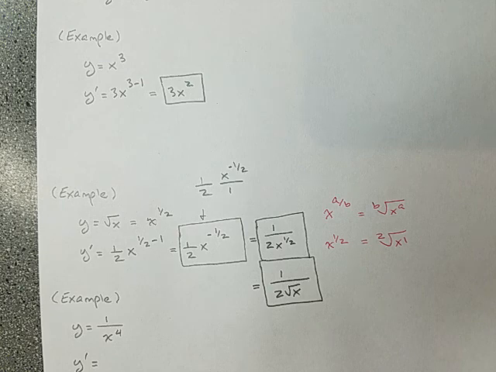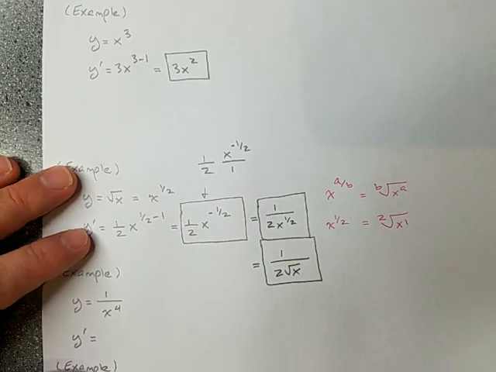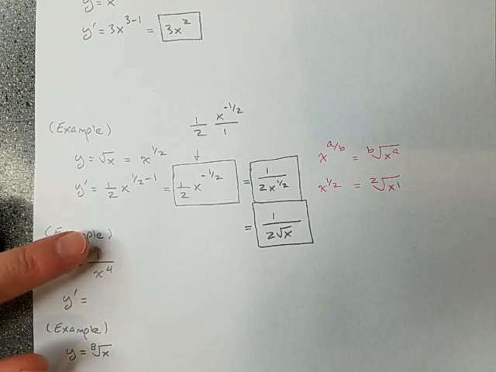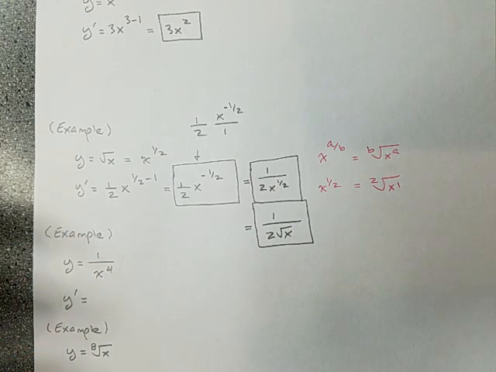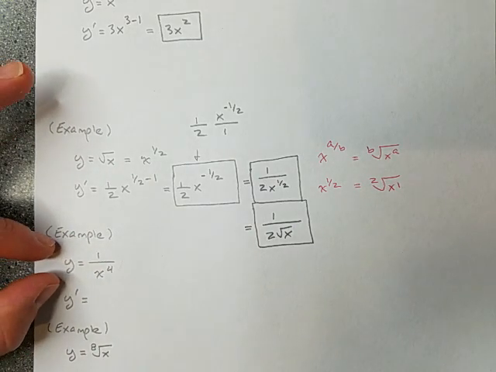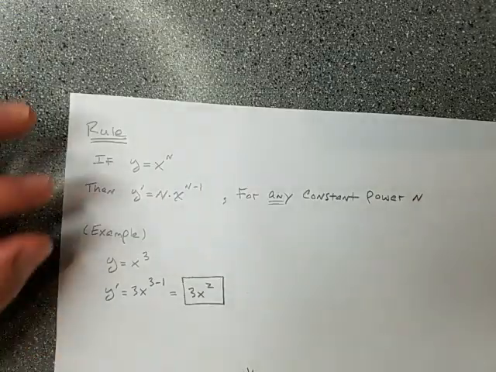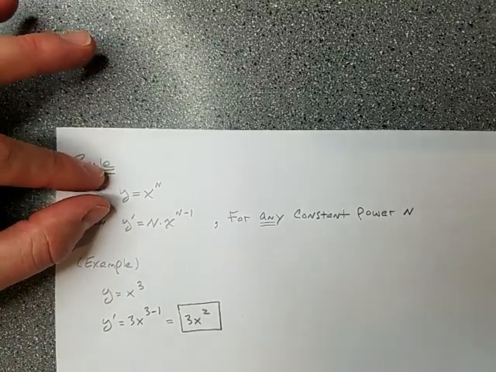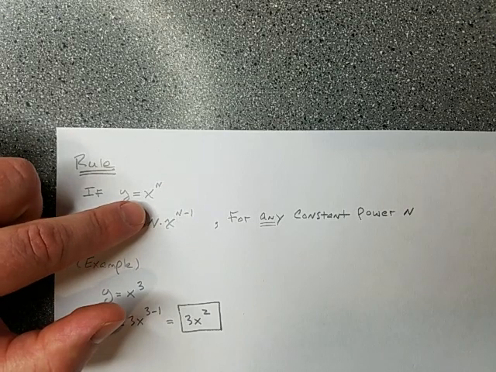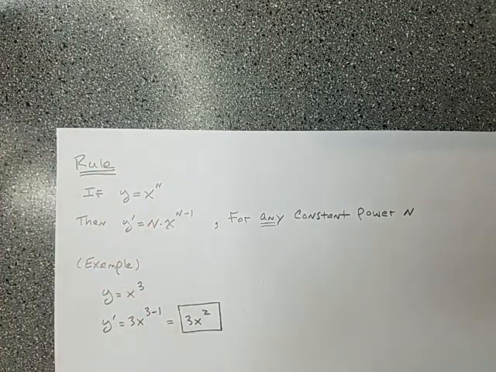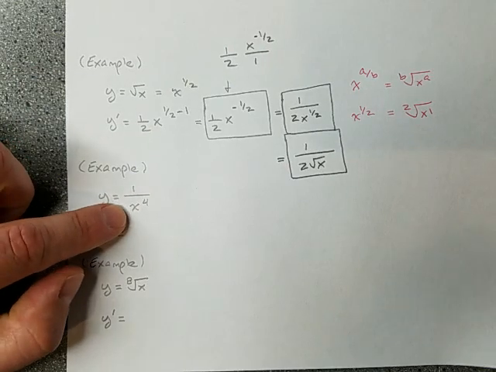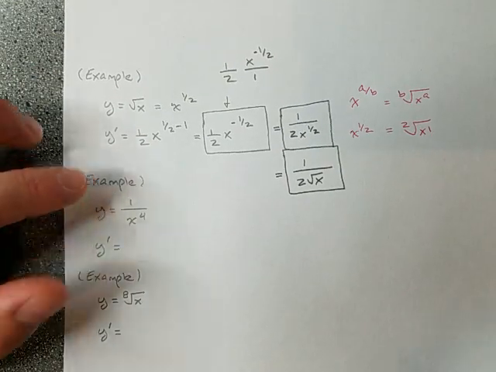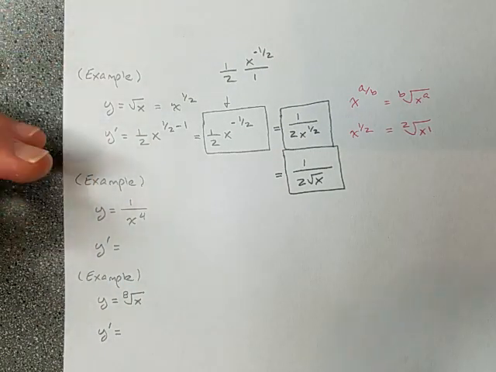Okay, so let's look at another one. What about this one? 1 over x to the 4th power. Now, when we have this problem, are we in the position that we need to be to use this rule? This rule says that you have x raised to some power. It doesn't say 1 over x to a power. So can I alter this so that the rule applies?